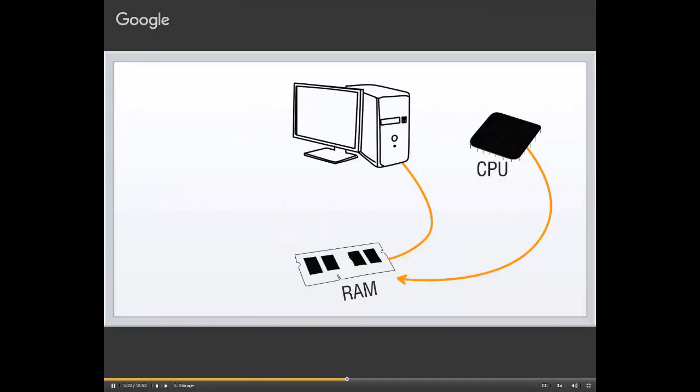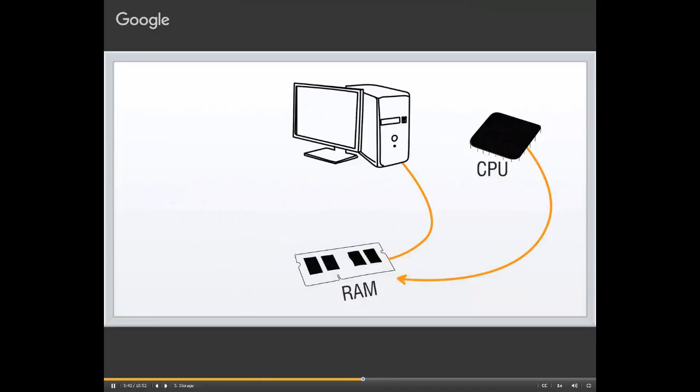But sometimes we need to store information permanently. This is done using long-term storage. Remember, short-term storage is lost every time the computer is shut down. Long-term storage, however, is considered non-volatile memory. It's persistent. This means that even when the computer is turned off, the data stored on the hardware will still be there when we turn the computer back on.